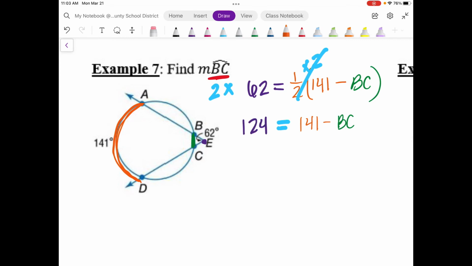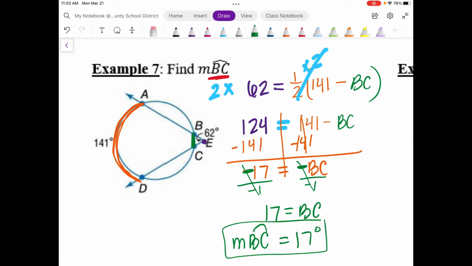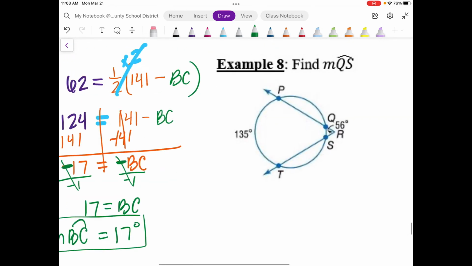So we're going to subtract the 141 over to the left side. That leaves me with negative 17 equals negative BC. Now notice that negative, it's an easy fix because both sides have a negative. You're just going to multiply by -1 or divide by -1, however you want to think of it. But BC comes out to be 17. So the measure of BC is 17 degrees. Okay, so little angle on the outside is equal to 1/2 big angle minus smaller angle closest to that one.